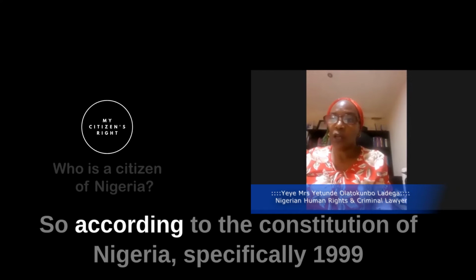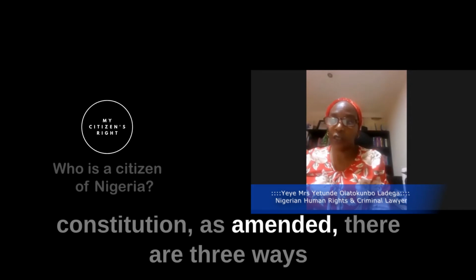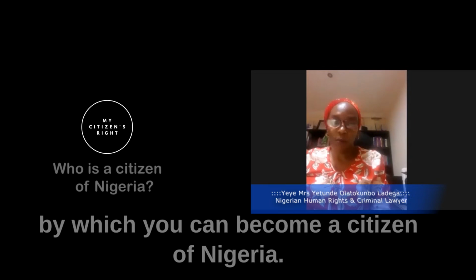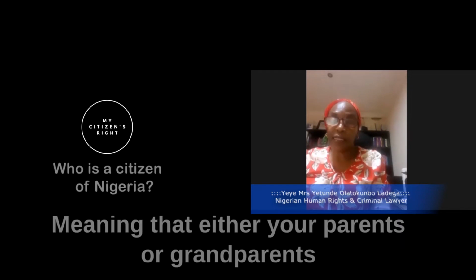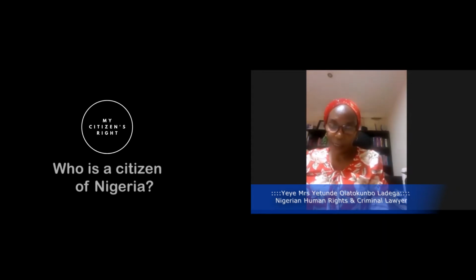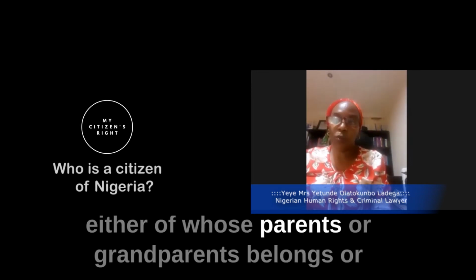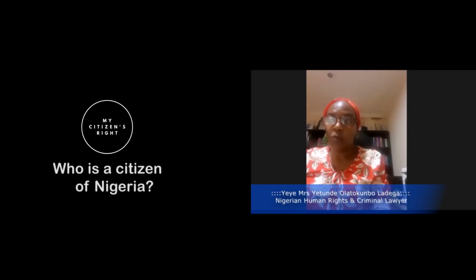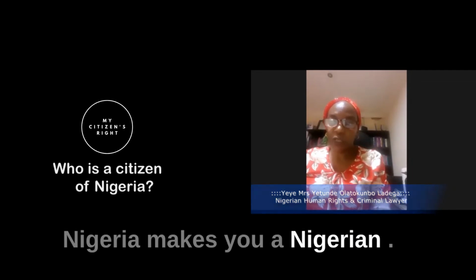According to the Constitution of Nigeria, specifically the 1999 Constitution as amended, there are three ways by which you can become a citizen of Nigeria. One is by birth, meaning that either your parents or grandparents were born in Nigeria before independence. So every person born in Nigeria before 1960, either of whose parents or grandparents belonged to a community that is indigenous to Nigeria, is a Nigerian.